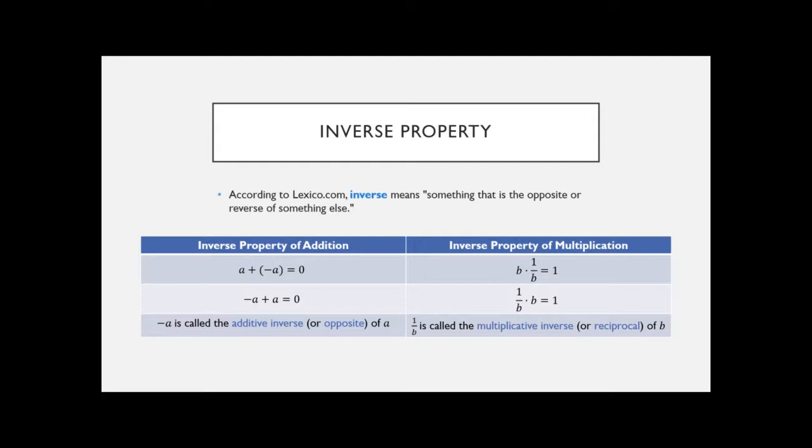So we've got these two properties, the identity property and the inverse property. One is about how you keep your number the same. The other one is about how you cancel it out.